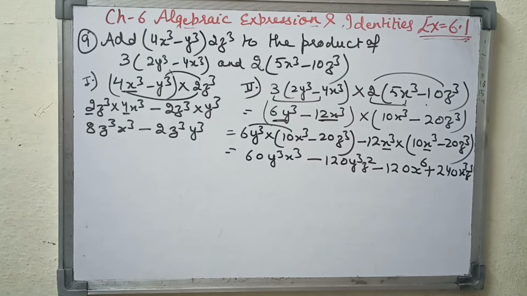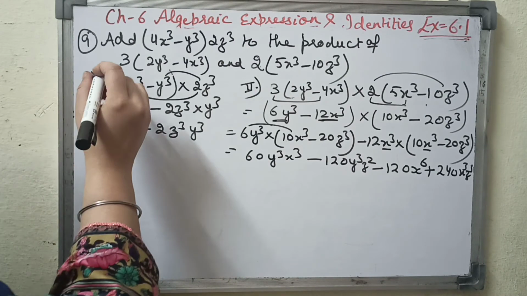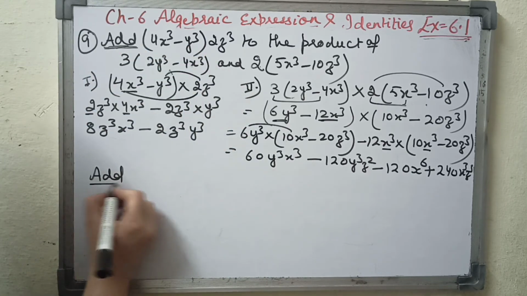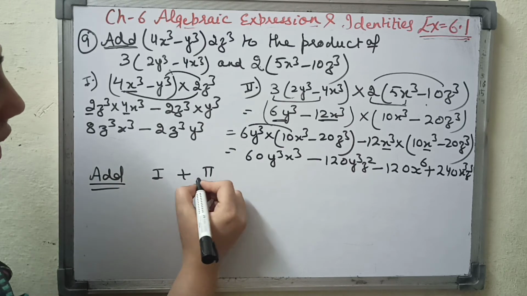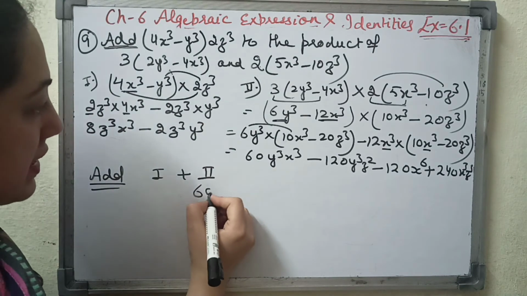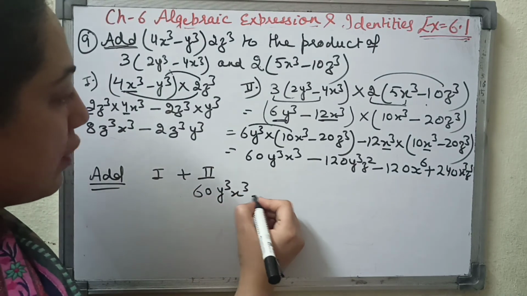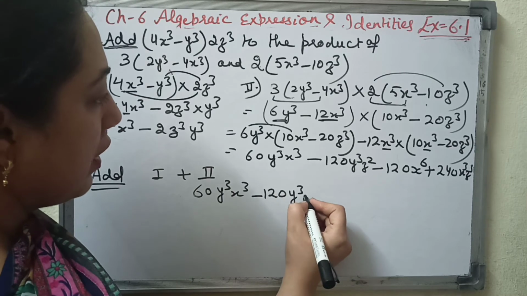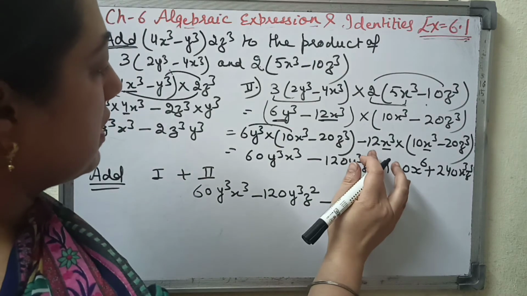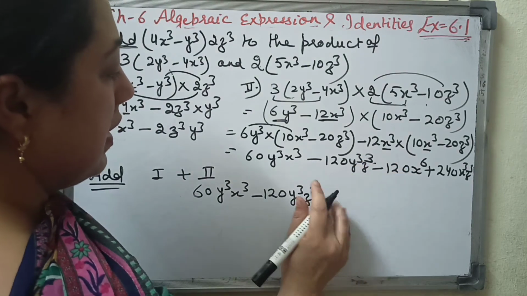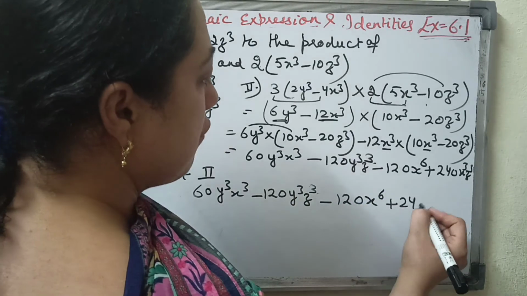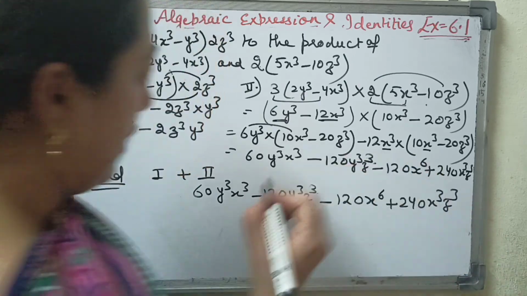Now according to the statement we have to add the first term with the second term. Now we have to add first term plus second term. First of all I write down the second term. 60 y cube x cube minus 120 y cube z cube minus 120 x⁶ plus 240 x cube z cube.